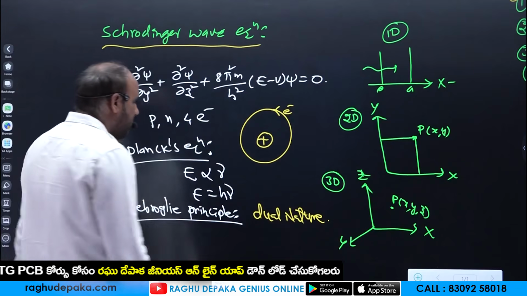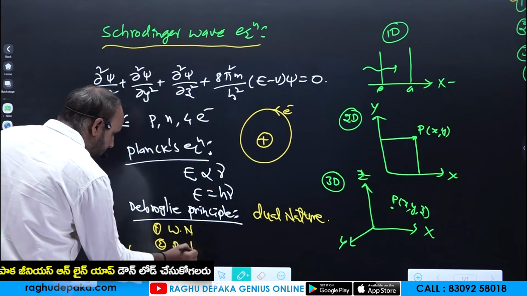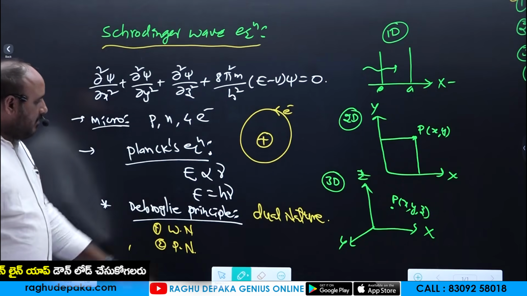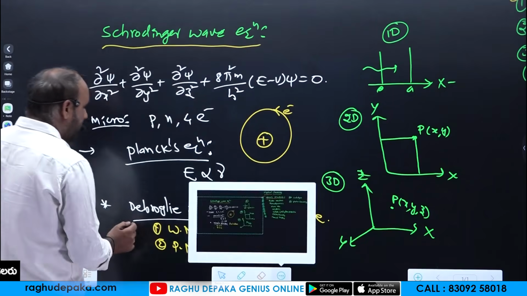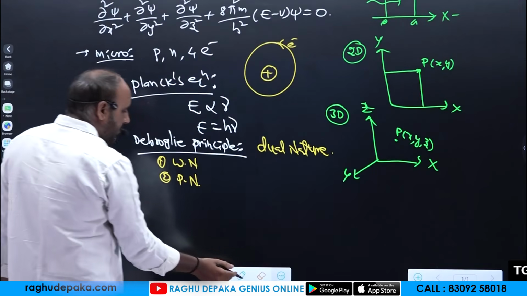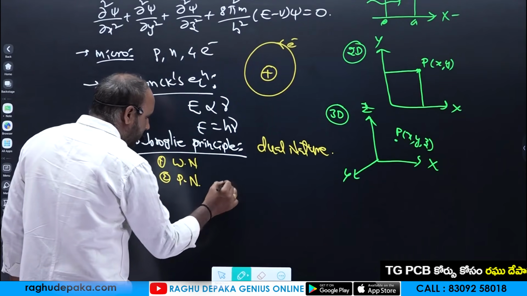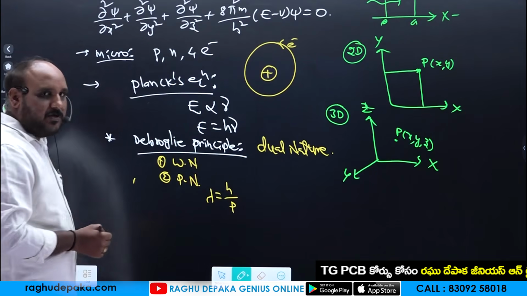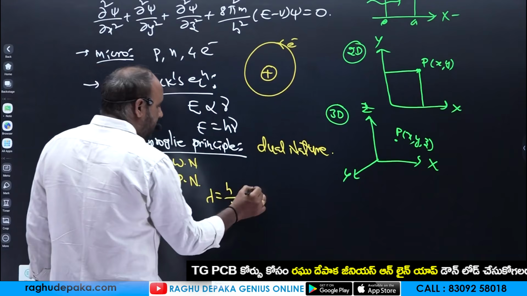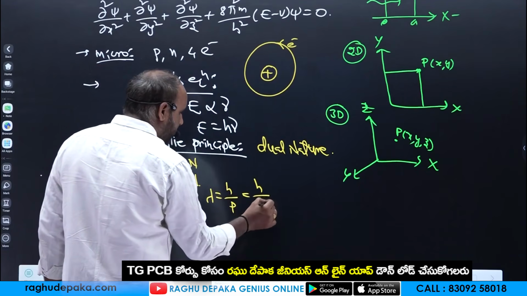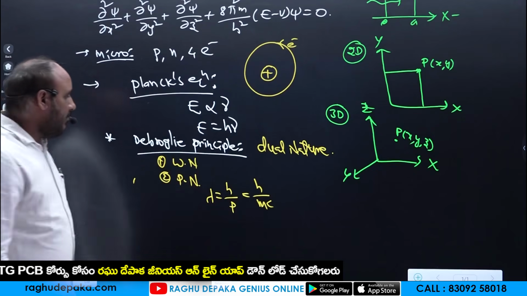What is meant by dual nature? One is the wave nature, the other is the particle nature. With the help of this, de Broglie has given one equation that will be helpful to understand the Schrodinger wave equation. It is lambda equals h by p, where h is Planck's constant and p is the momentum. That momentum is defined as m into c, where c is the velocity and m is the mass of the particle; the product of m into c gives the momentum.